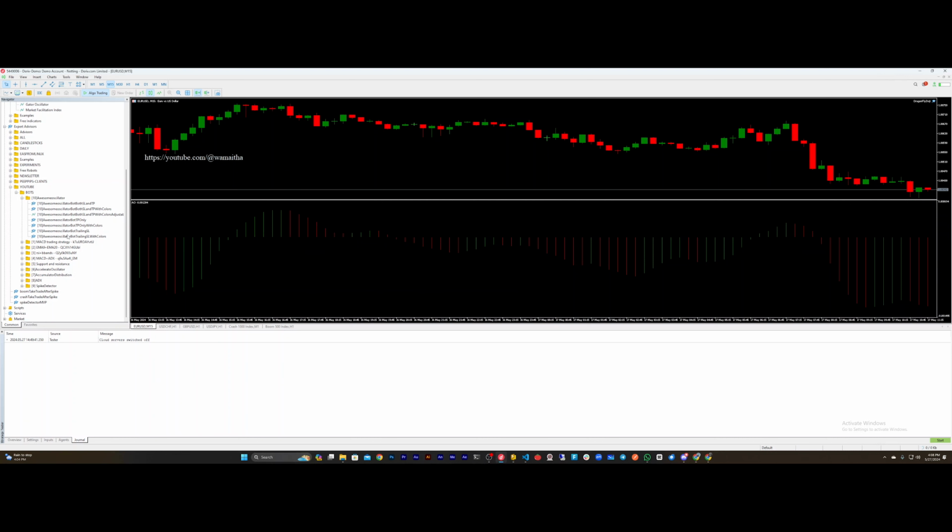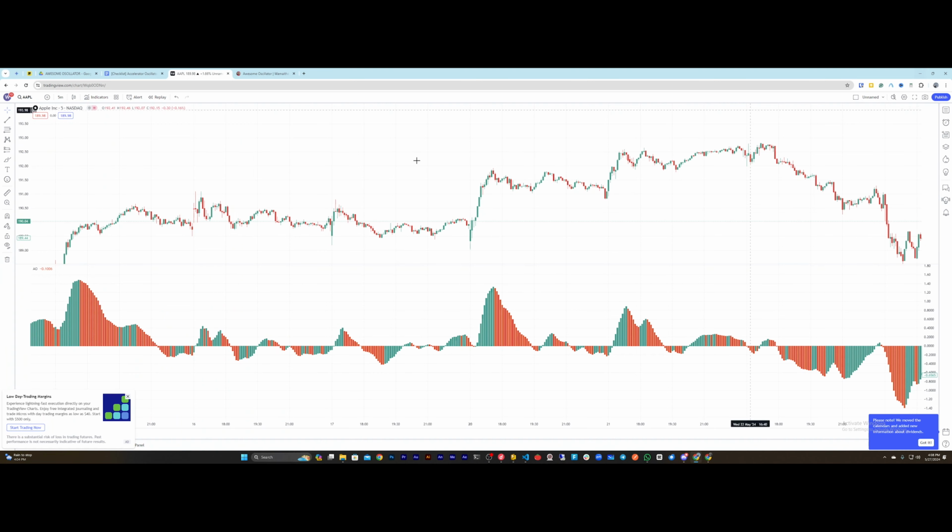So these are the 6 trading bots you'll be getting by the end of this video. They're actually 7, but this won't be included. I'll explain why later. All these 6 use the awesome oscillator. Let me just switch to TradingView. It has a better UI.